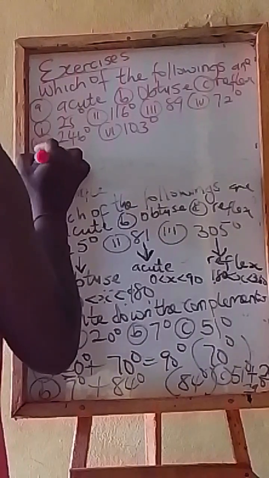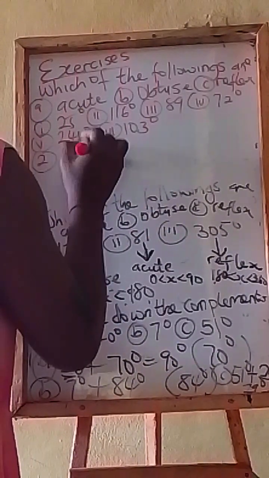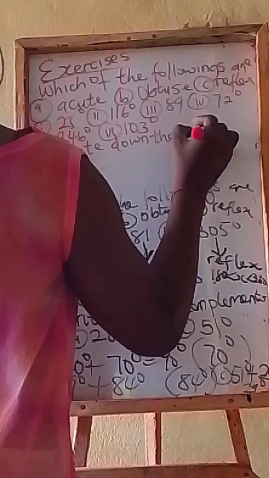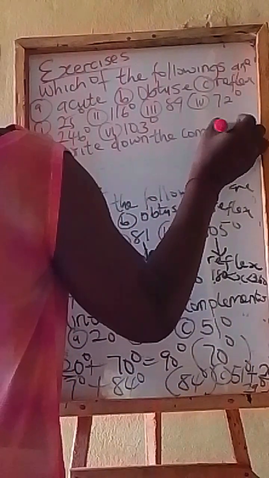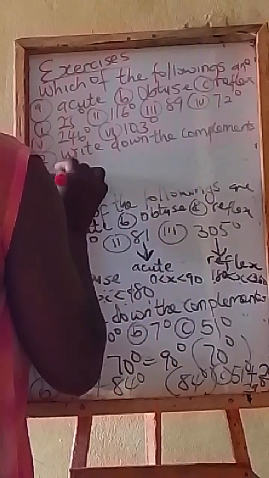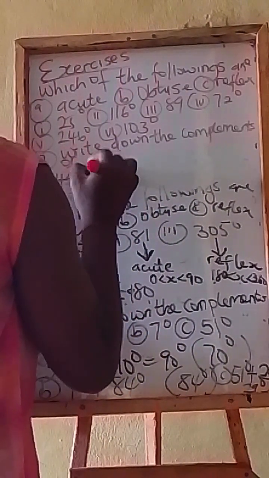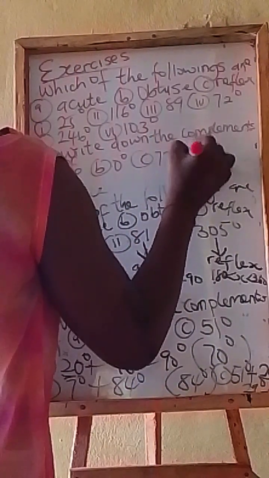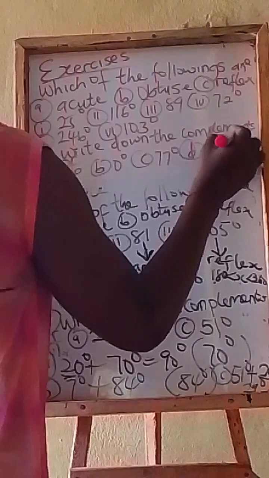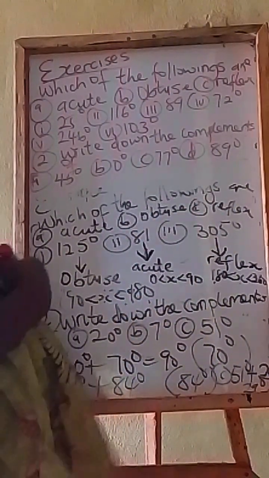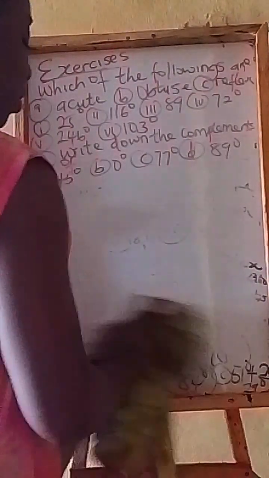So the next one is number 2. Write down the complements of A, 45 degrees, B, 0 degrees, C, 77 degrees, D, 89 degrees. We also do the same thing for supplementary. Supplementary angles are angles that you add up to make up 180.